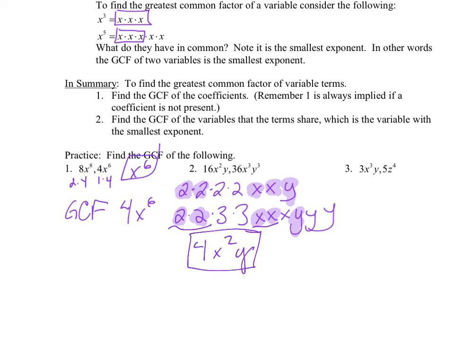All right, let's look at number 3 here. 3 and 5. We have no numbers in common. Again, if I factored these, I'm going to have 3 and then 3 x's and 1 y, and 5 and 4 z's. Now, when I look at this, hopefully you're seeing that there's nothing in common. The first term has no z, has no 5. The second term has no 3, no x's, and no y's. So there is nothing in common with these two terms.